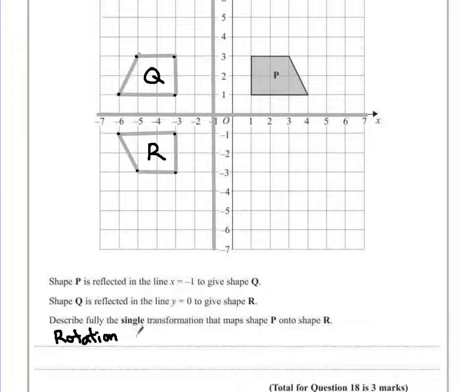Now, because it's completely 180 degrees, we can just write 180 degrees. It doesn't matter about the direction. If it was only 90 degrees, we'd have to say clockwise or anti-clockwise. And the only other thing we need is our center of rotation. And that is this point here between our two lines of reflection. So the coordinates for this point give us a center at -1, 0.